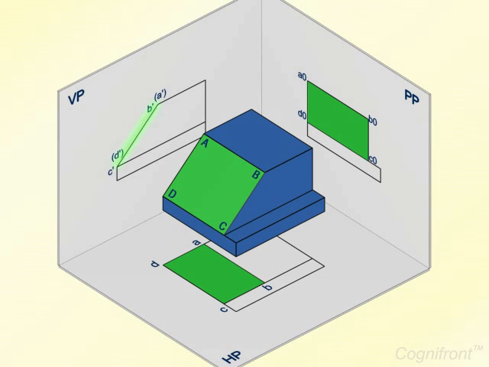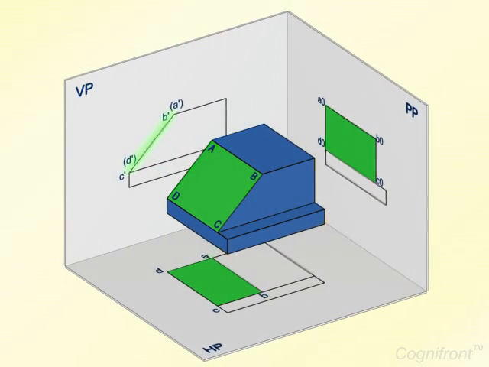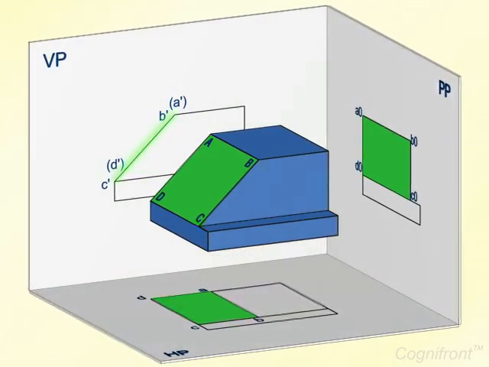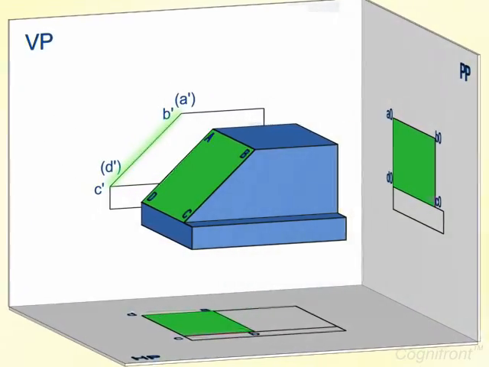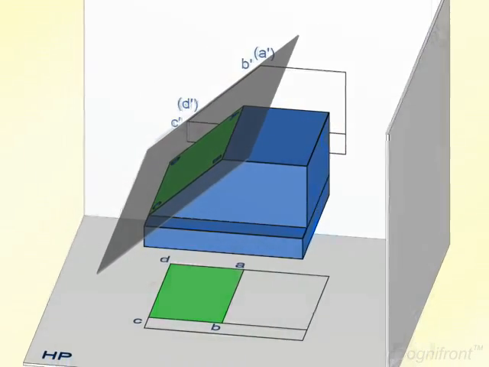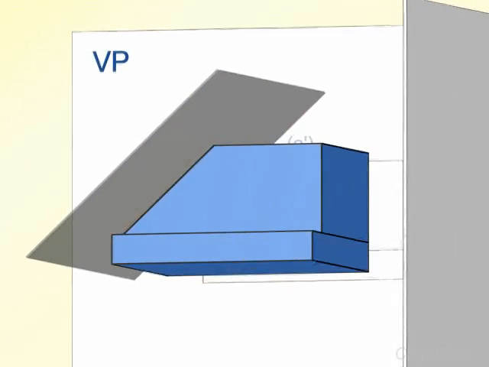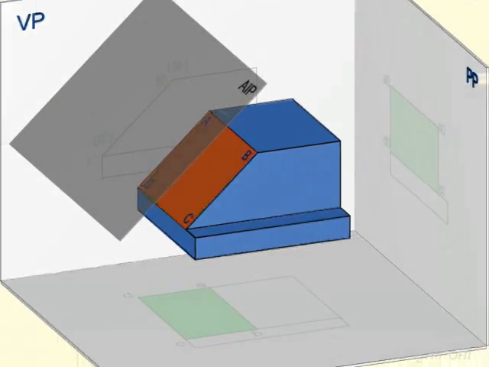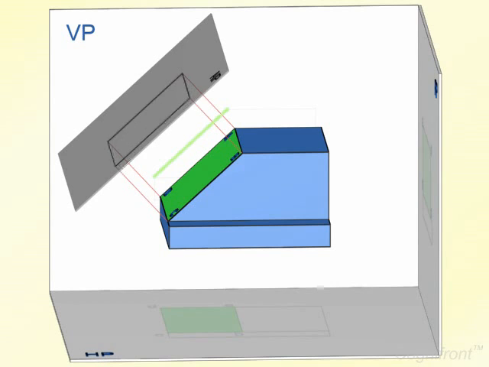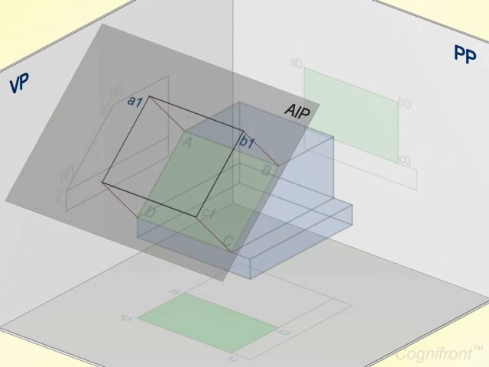Observe carefully. Which view gives its true shape and size? The answer is none of them. Then how can we represent the surface in its true shape and size? The answer is we can set up one or more planes, that is an auxiliary plane, parallel to the inclined surface ABCD. Now let's project the inclined surface onto it. By doing so, we can show its true shape and size.